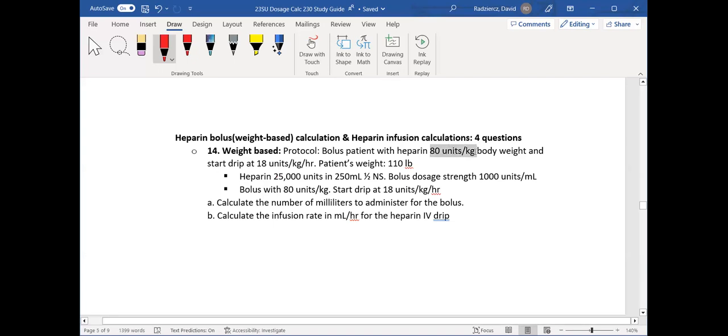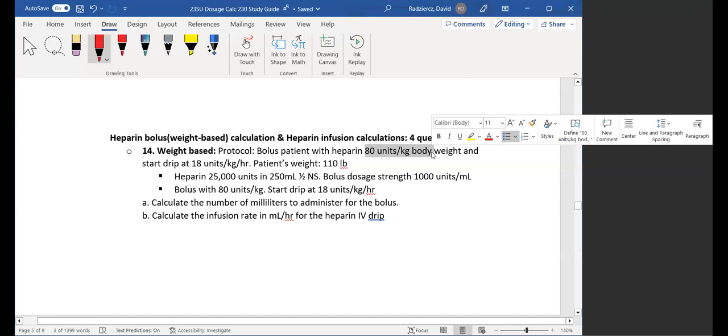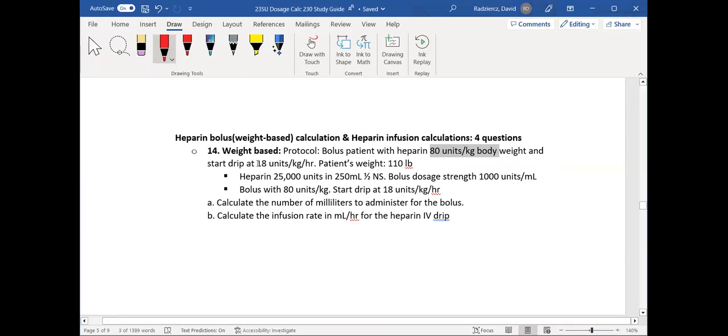It tells you that your initial bolus is 80 units per kilogram body weight. As soon as you see kilograms body weight, you know that you have to factor in the patient's weight. Okay. Then you're going to start a drip at 18 units per kilogram per hour. So again, if you see that kilograms, that tells you you're factoring in the patient's weight. They tell you the patient's weight is 110 pounds.